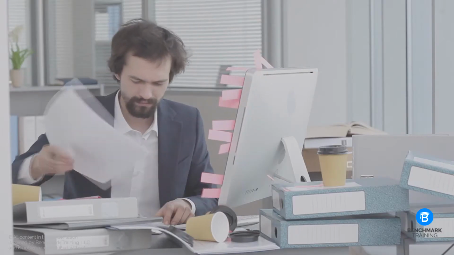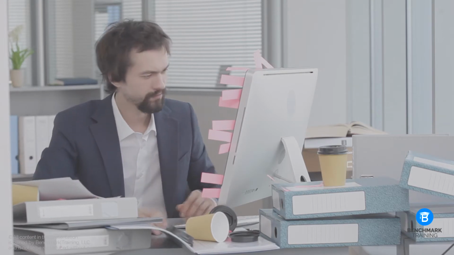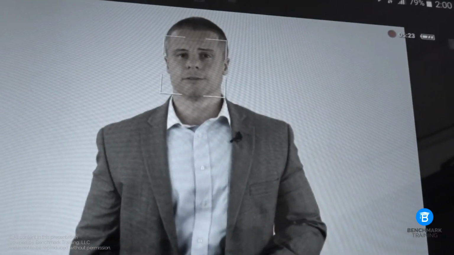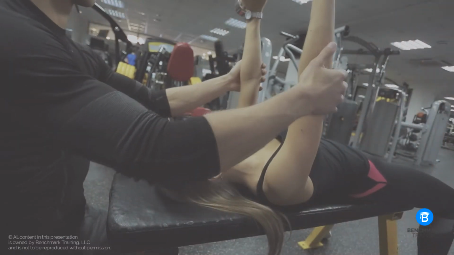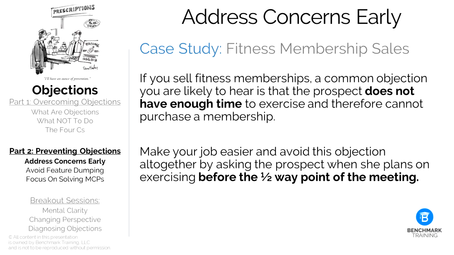meeting. So for example, one of the most common excuses for people to not exercise is that they don't have enough time. However, we know that people make time for things that are important to them, just like top sales professionals make time to practice and prepare. So if you're selling fitness club memberships or personal training sessions, you would want to have the discussion on when the prospect plans on exercising early in the conversation, long before you bring up the membership agreement and the prices.